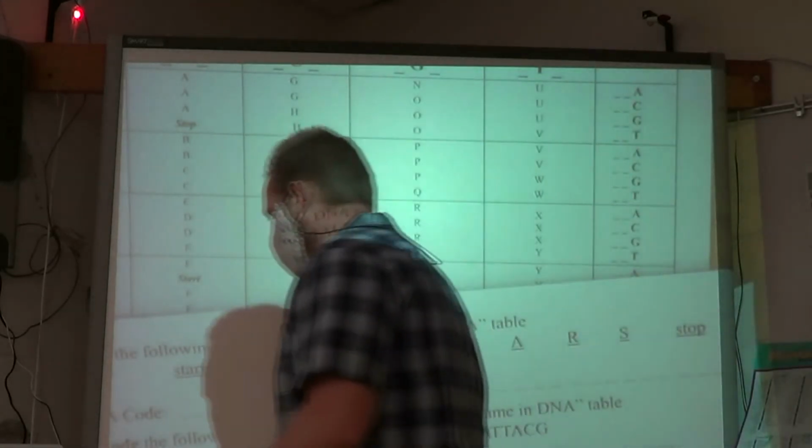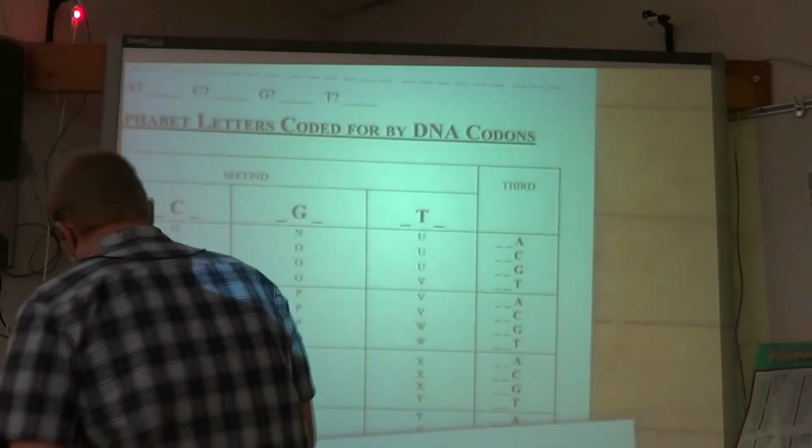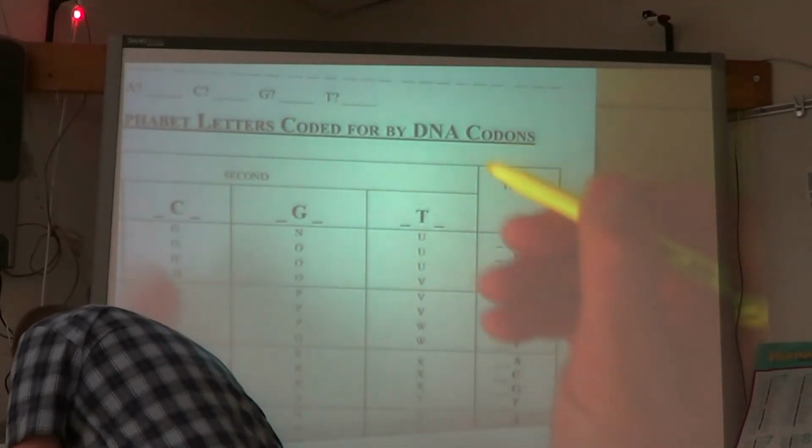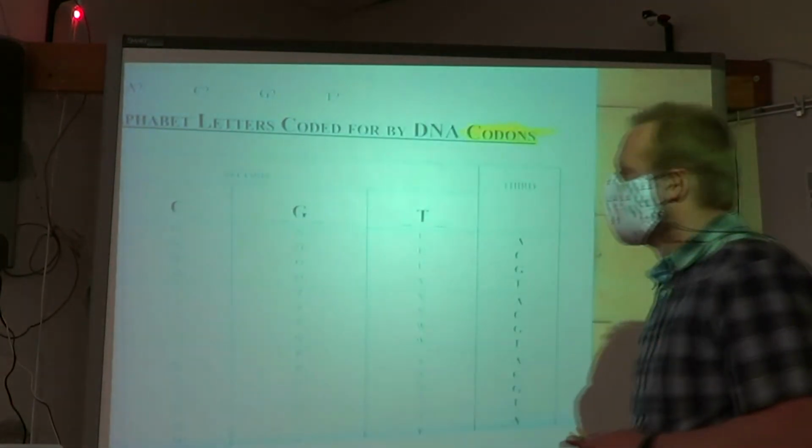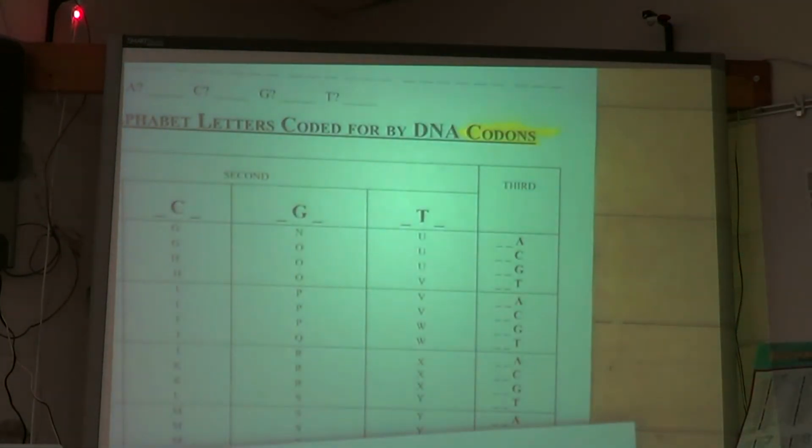And when we talk about 3 letters at a time, we call that a codon, just for the record. So we are going to look at 3 letters at a time, and 3 A's, T's, C's, or G's in the sequence means something. And if we change that sequence, we may or may not change what we're talking about.